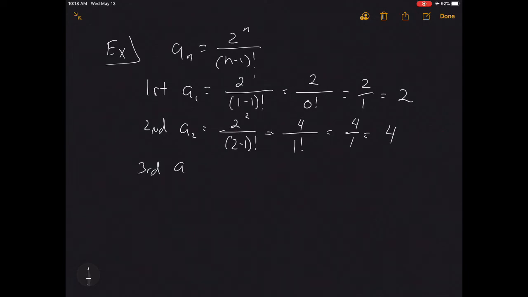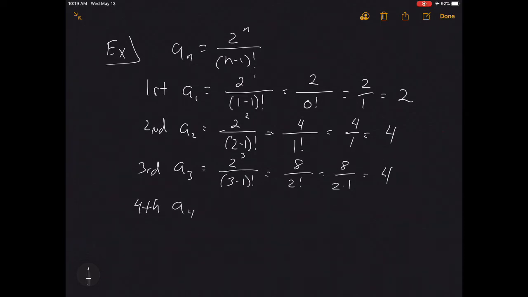Let's look at the third. That'll be a sub 3. That'll be 2 cubed over 3 minus 1 factorial. 2 cubed is 8. 3 minus 1 is 2 factorial. 2 factorial is defined to be just 2 times 1. 2 times every whole number down to 1 is 2 times 1. So we're going to get 8 over 2 times 1, but 2 times 1 is 2. 8 over 2 is 4. So it's kind of interesting that we get the same number twice there.